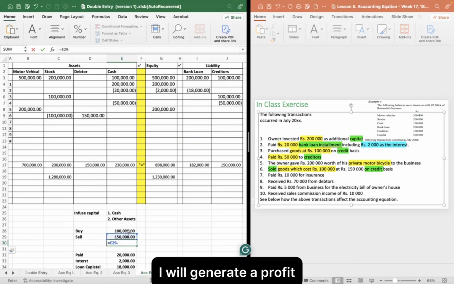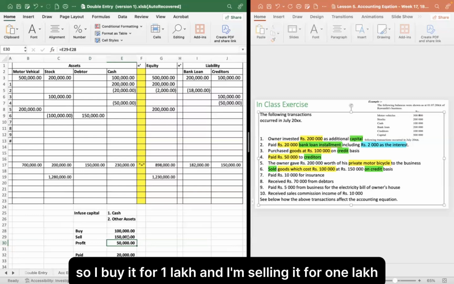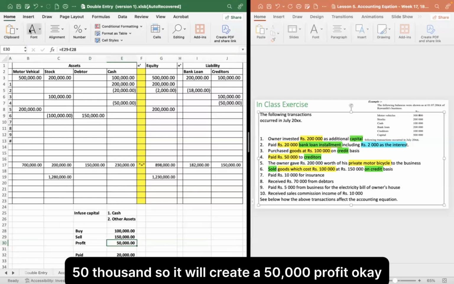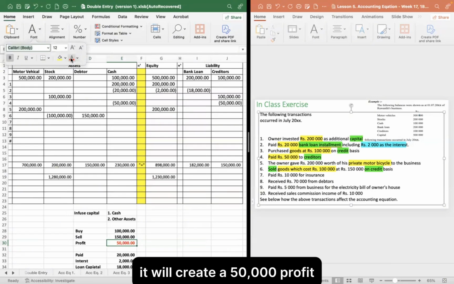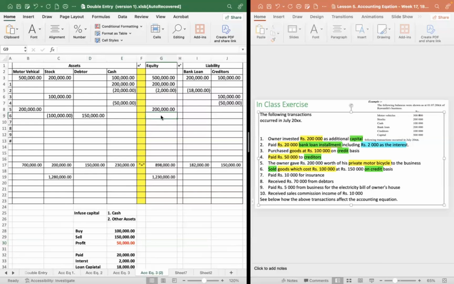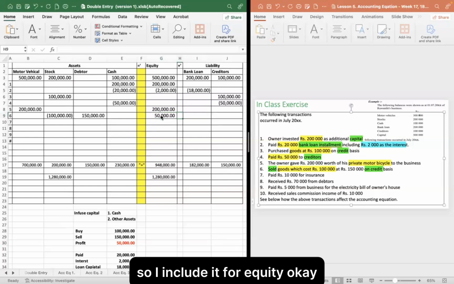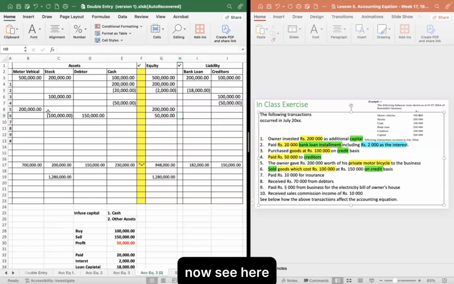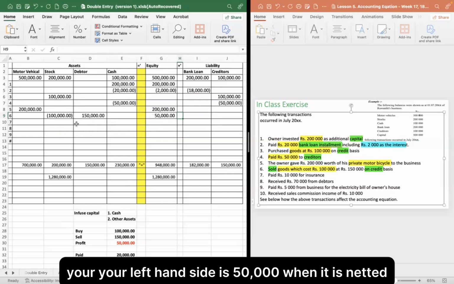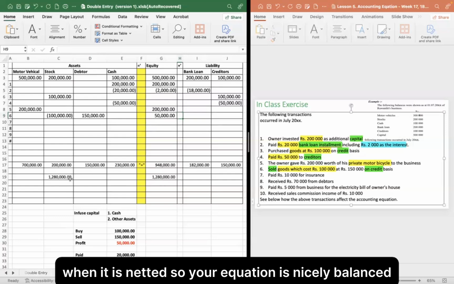I will generate a profit, and that profit is 50,000. I buy it for 1 lakh and I am selling it for 1,50,000, so it will create a 50,000 profit. Now this 50,000 profit is an increase in equity, so I include it for equity. Now see here, your left hand side is 50,000 when it is netted, and your right hand side is also 50,000 when it is netted. So your equation is nicely balanced.